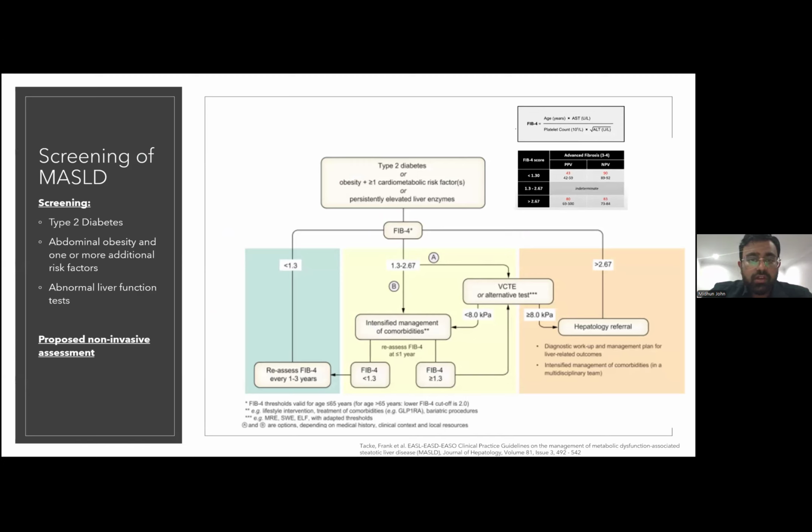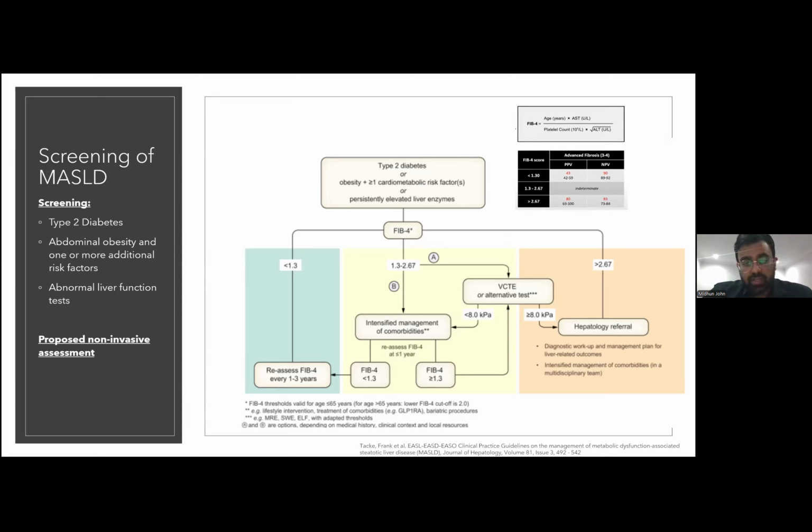And what they use is the FIB-4 score. For those of you who don't know, the FIB-4 score looks at age, AST, platelet count, as well as ALT. It tells you the risk of advanced fibrosis based on these scores done beforehand. As you can see, there are three different colors: the light green, the yellow, and the orange. With the light green, if your FIB-4 score is less than 1.3, the recommendation is that you reassess your FIB-4 score every 1 to 3 years. However, there are a few management techniques that need to be done, which I'll be discussing later, to make sure that you stay at that level, if not get better.